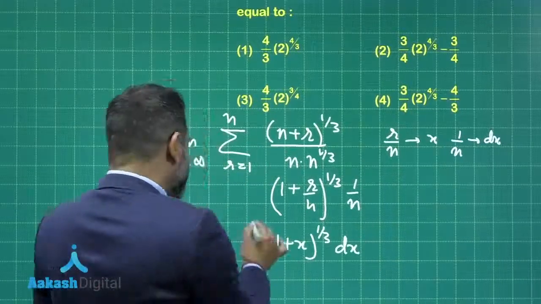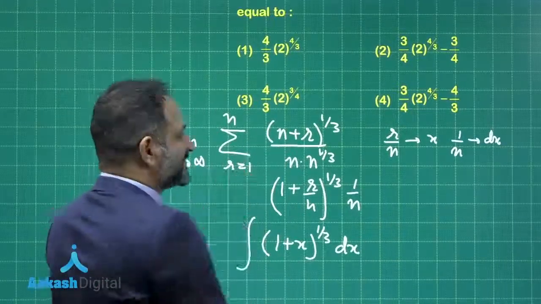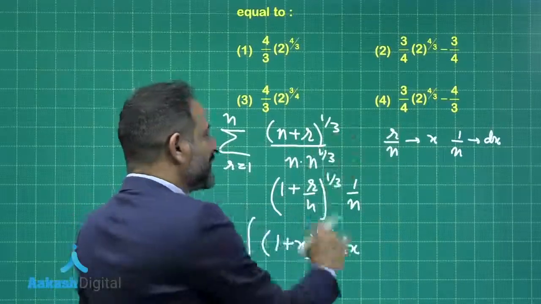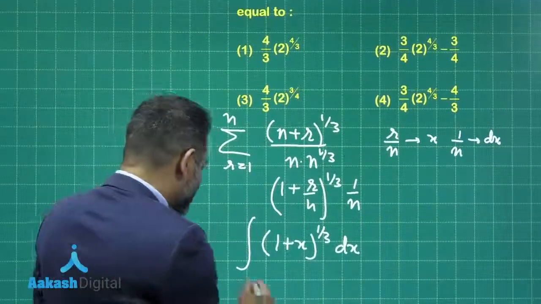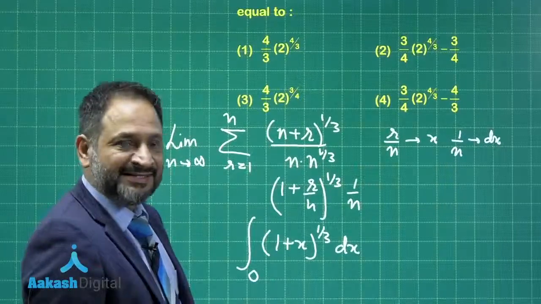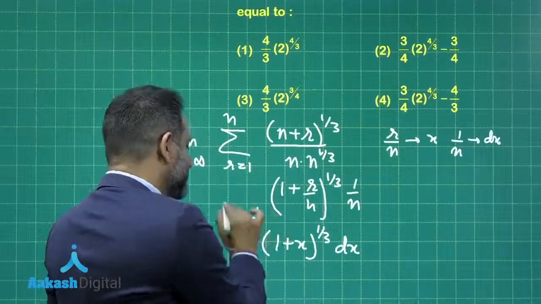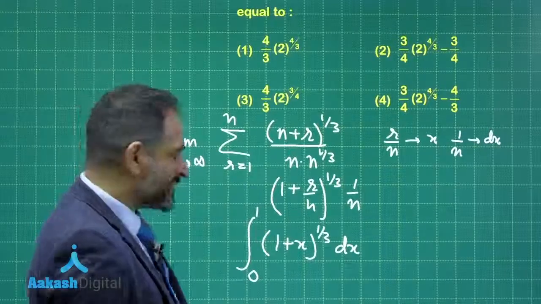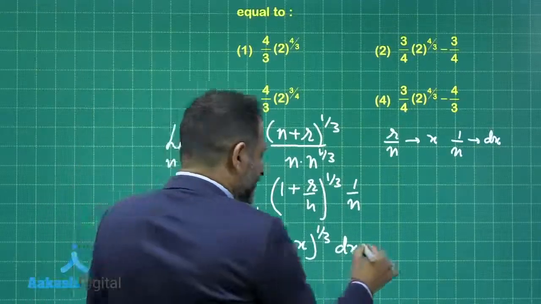So, what are the limits here? You know r is equal to 1. When r is equal to 1, x will be tending to 0, and we are going up to n. So, definitely at n, x will be tending to 1. So, this is the definite integral for us and we know how to evaluate it.